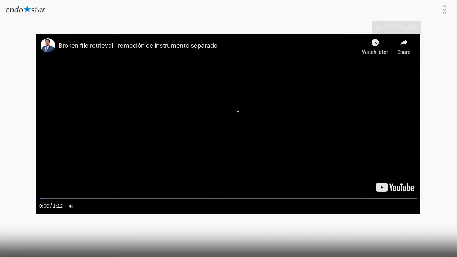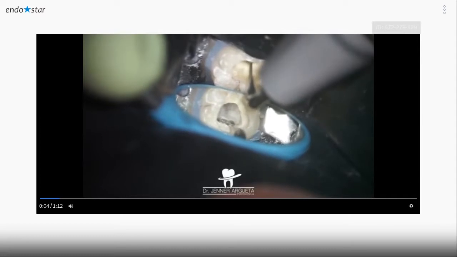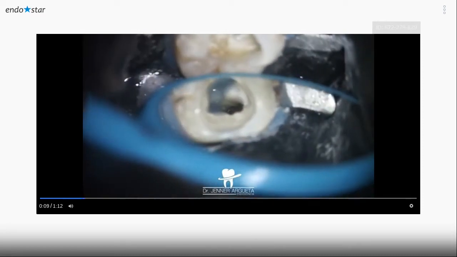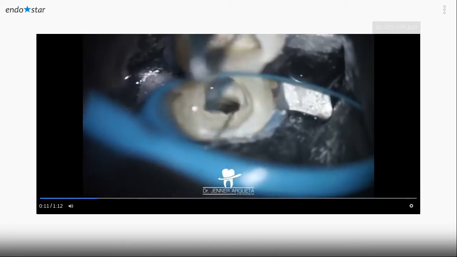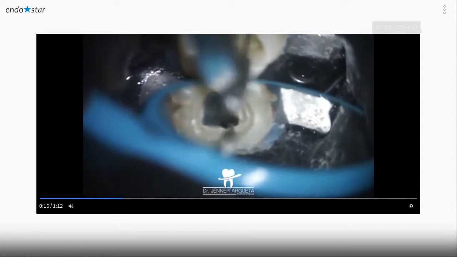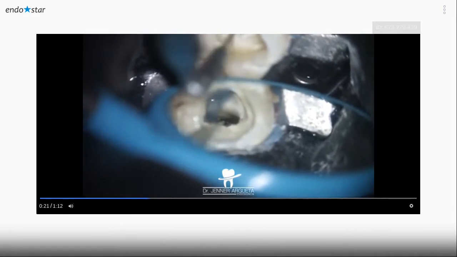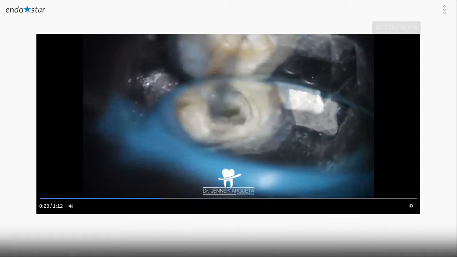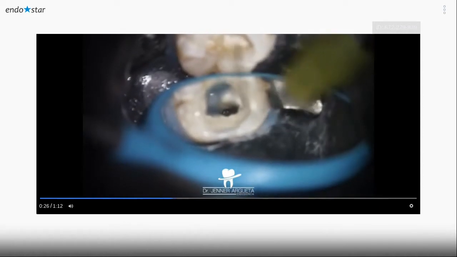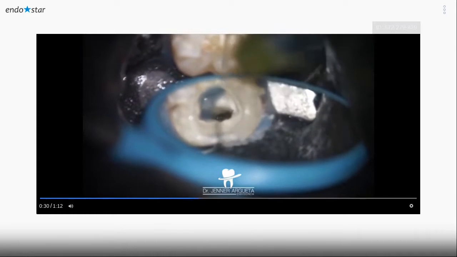And I think I have one video here for showing you how we managed to remove the broken instrument. It's the same molar. We started removing tertiary dentin in the entrances of the root canals. This is an ultrasonic tip. Because of the location of that file, I decided to prevent the ultrasonic tip from making the broken file loose inside of the root canal.